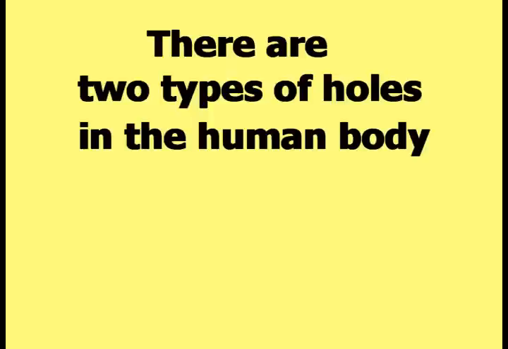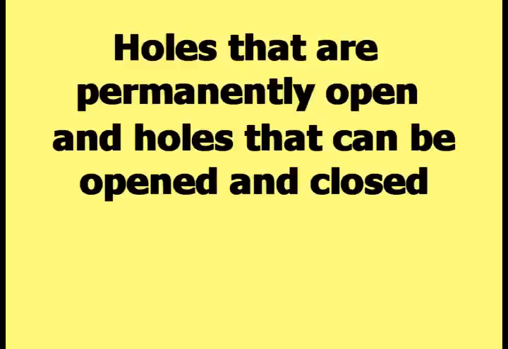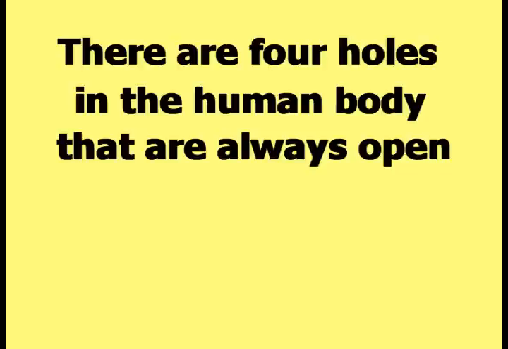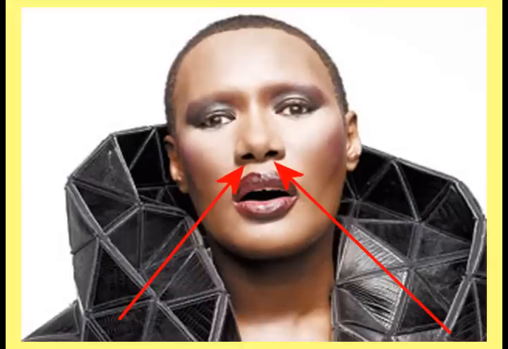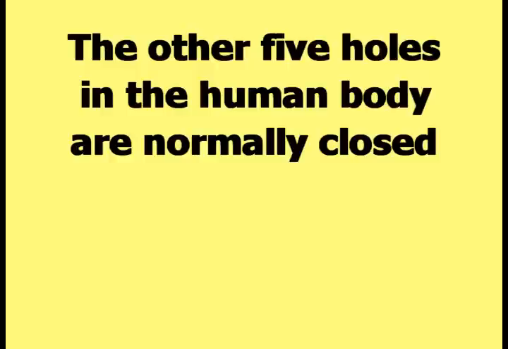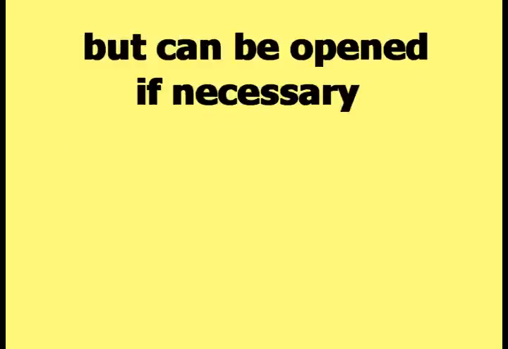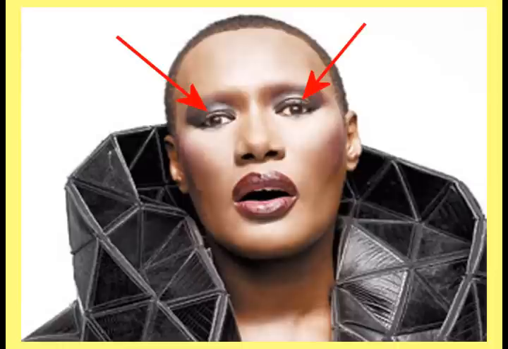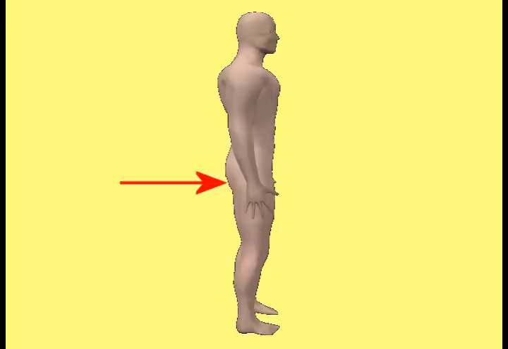There are 2 types of holes in the human body: holes that are permanently open and holes that can be opened and closed. There are 4 holes in the human body that are always open: the 2 holes for the nose and the 2 holes for the ears. The other 5 holes in the human body are normally closed but can be opened if necessary. Those holes include the 2 holes for the eyes, the hole for the mouth, the hole for the intestinal tract outlet in the buttocks, and the hole for the urinary tract.